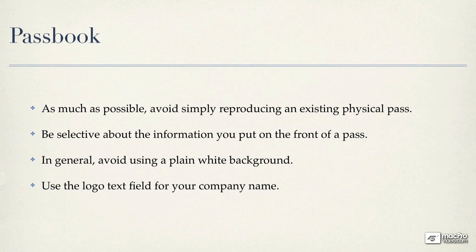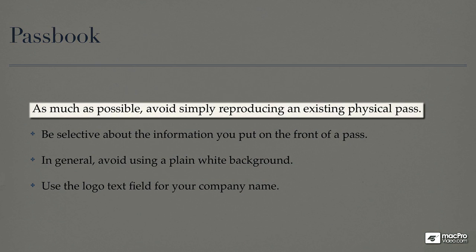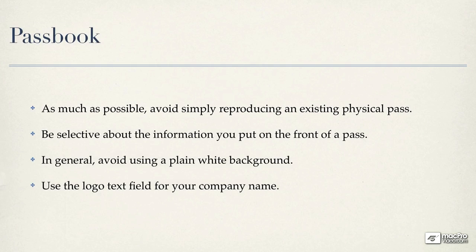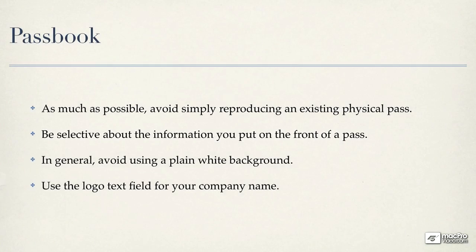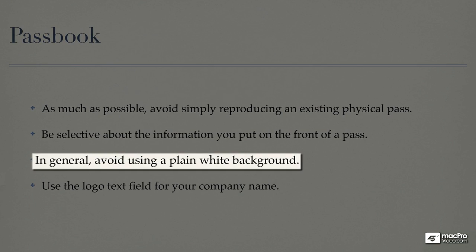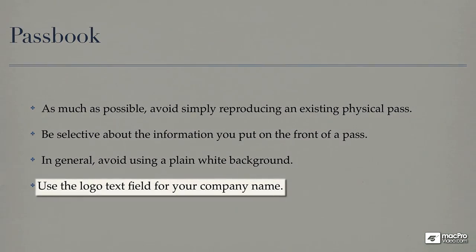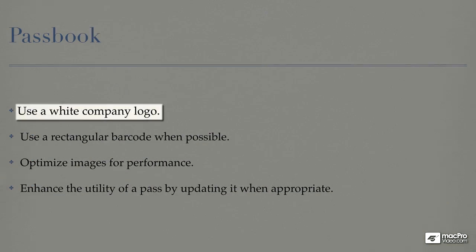Now, Passbook. Passbook is a built-in app that allows people to download tickets and just display them on their iPhones and iPads. As much as possible, you want to avoid simply reproducing an existing physical pass. You want to be very selective about the information you put on the front of the pass. You don't want it looking cluttered. In general, avoid using a plain white background. Use the logo text field for your company name. Use a white company logo.